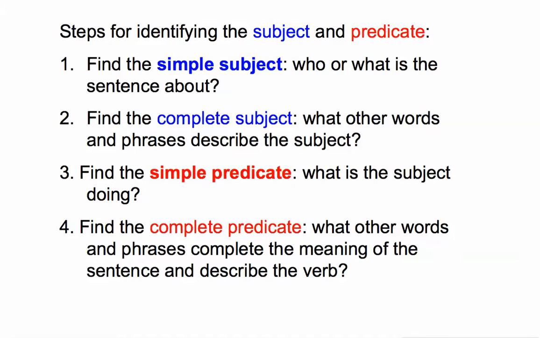So once again, let's go through our steps for identifying the subject and predicate. Go through these 4 steps every time. You first find the simple subject. Who or what is the sentence about? Next, find the complete subject. What other words and phrases describe the subject? Next, we go for the simple predicate. What is the subject doing? And finally, we look for the complete predicate. What other words and phrases complete the meaning of the sentence and describe the verb?